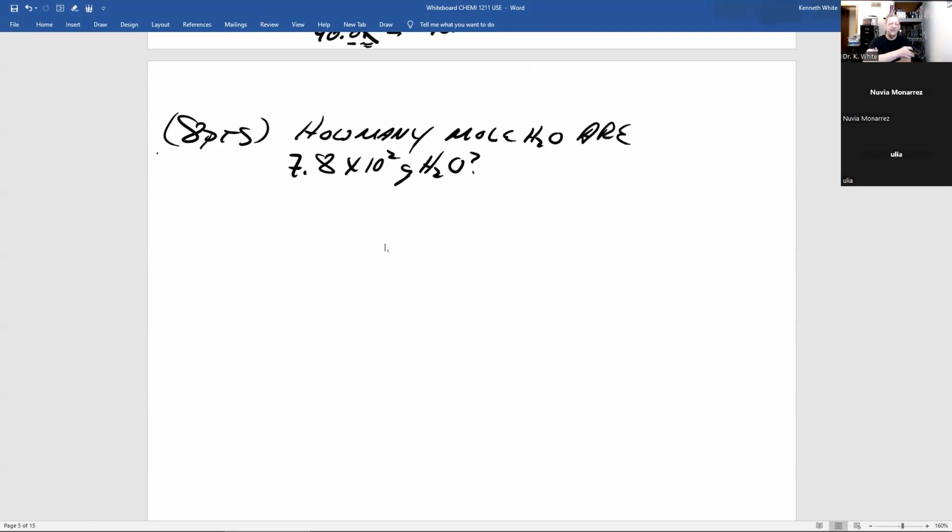All right, question is 8 points. How many moles H2O, and I hope you all know by now that's water, are 7.8 times 10 squared grams of water? Let's do this stepwise. First of all, your turn. What are you being asked to find? What are you given?